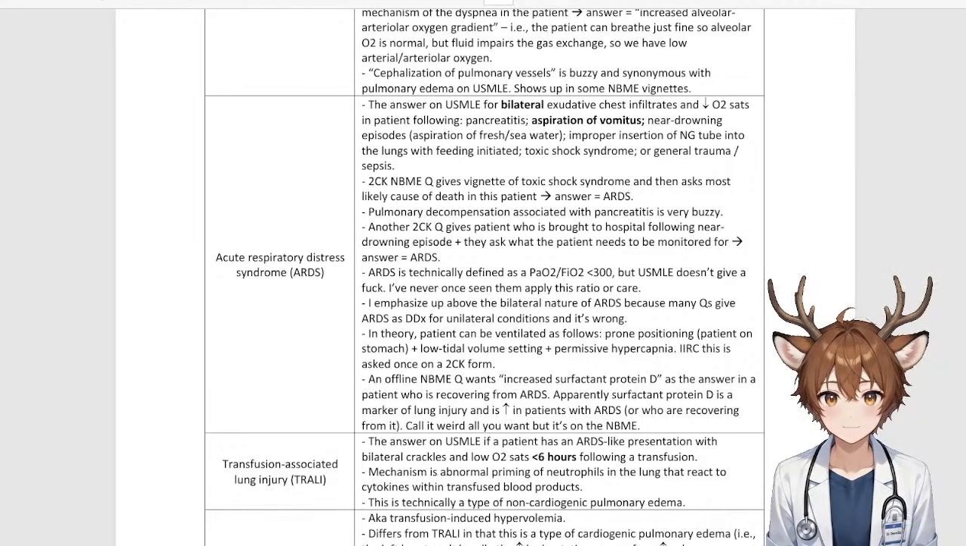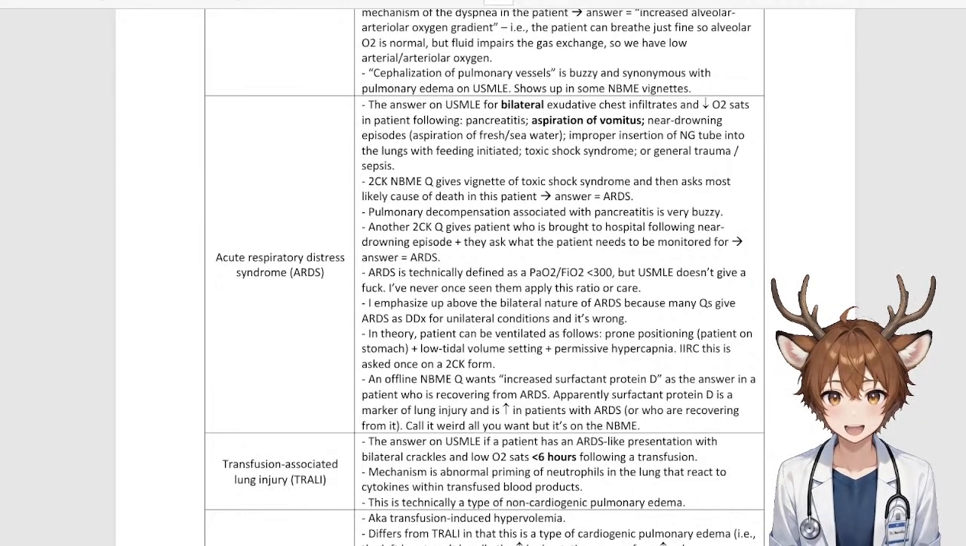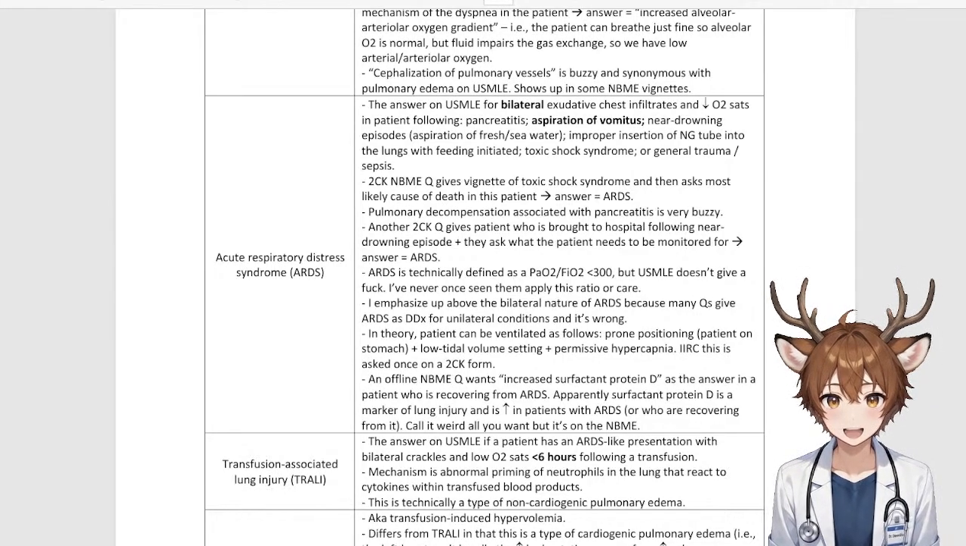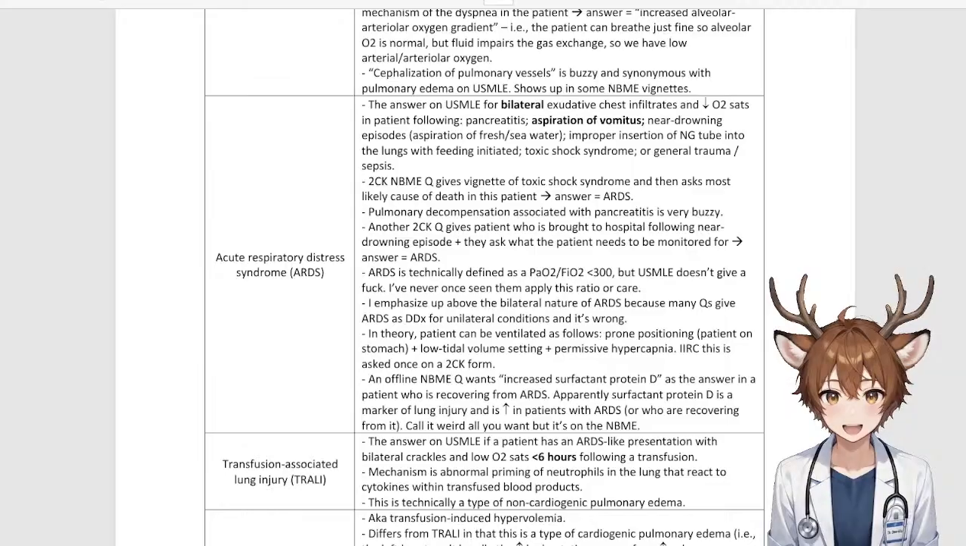A 2CK NBME question gives a vignette of toxic shock syndrome and then asks the most likely cause of death in this patient. The answer would be ARDS. Pulmonary decompensation associated with pancreatitis is very buzzy.